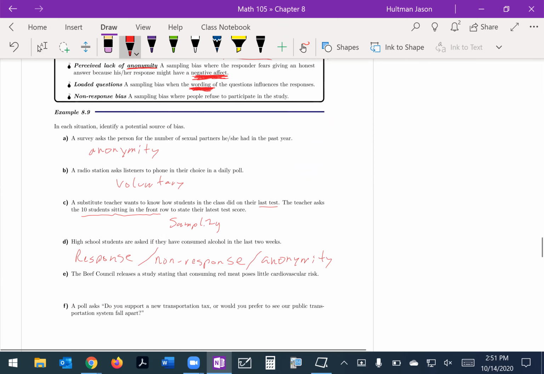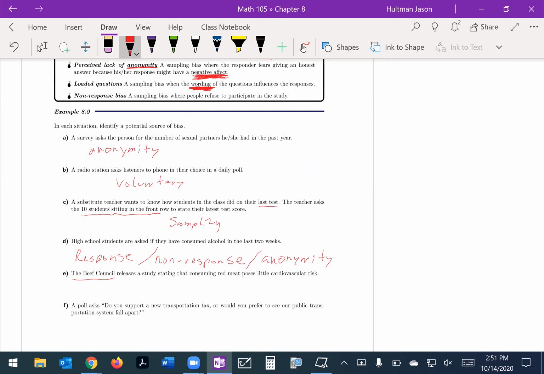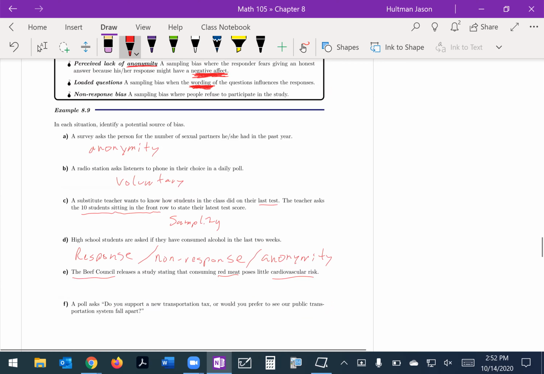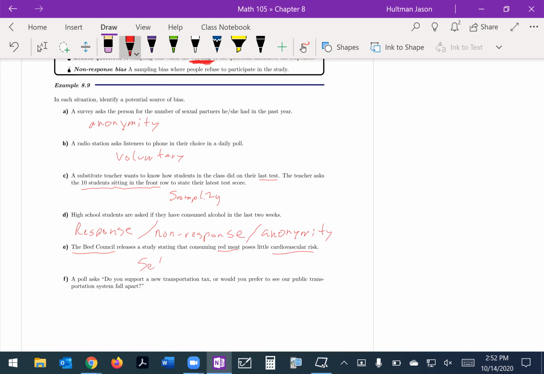Right, okay. The Beef Council releases a study saying that consuming red meat poses little cardiovascular risk. Well, are you really gonna believe what the Beef Council tells you about red meat? I mean, this is a self-interest study, right? That's self-interest, I know that.